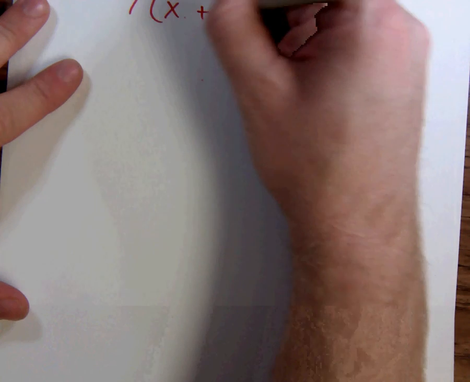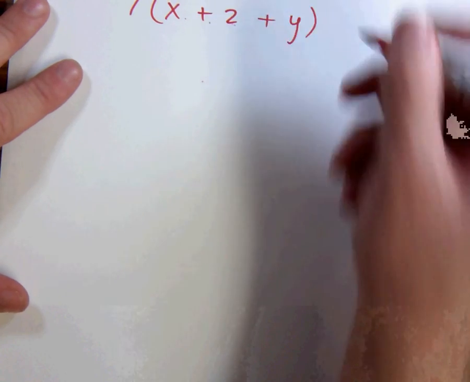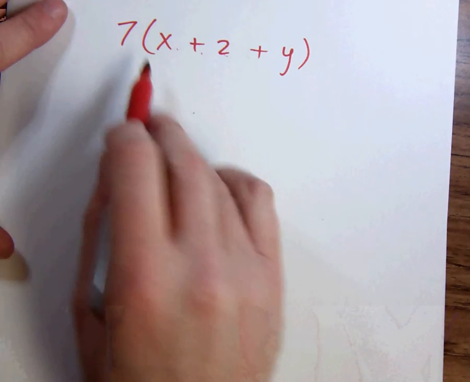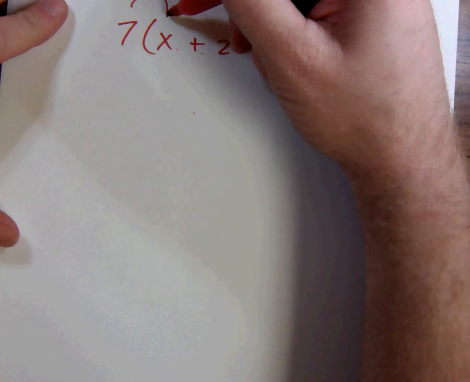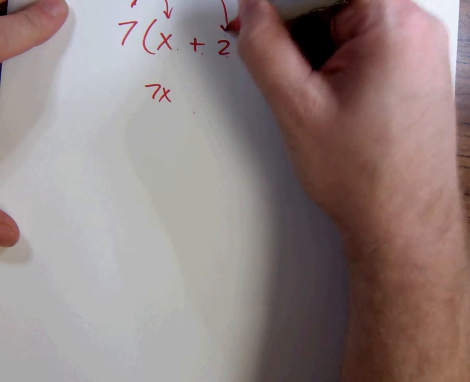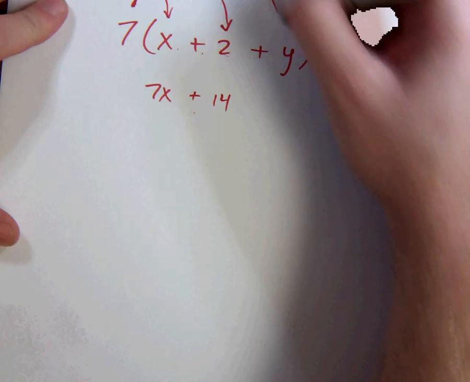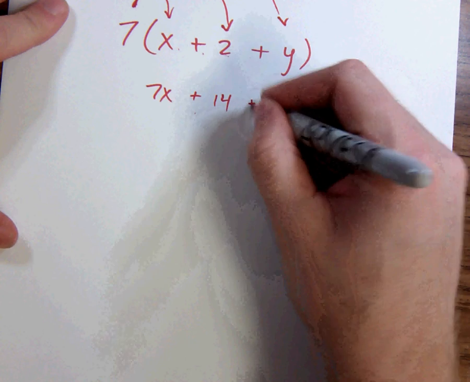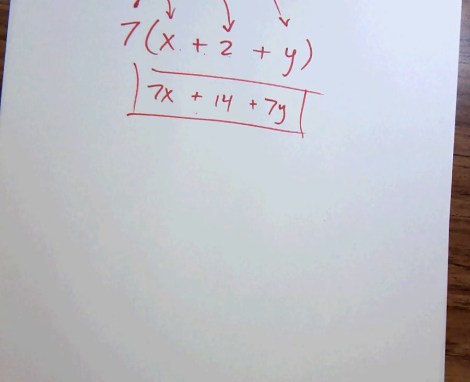If you say 7 times x plus 2 plus y. Let's go even bigger. I want to distribute what's outside to everything that's inside. So 7 times x, 7x. Distribute the 7 to the 2 as well. Well, 7 times 2, that's 14. Distribute the 7 to the y. Plus 7y. And that's, I guess, another example of the distributive property.